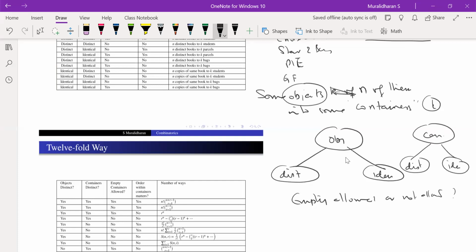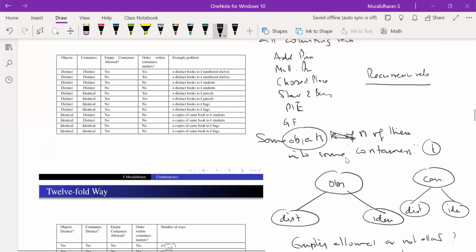And the containers can have a slightly different property. For instance, if the container is a bag, and the objects are distinct, the order within the bag is not important. On the other hand, if I am arranging books on a shelf, and the books are distinct, then if this is the first book and this is the second book, it's a different arrangement than the reverse. So order could be either important or not important.